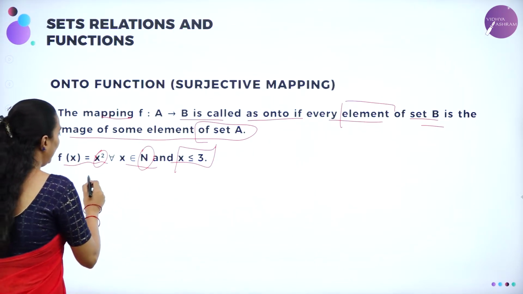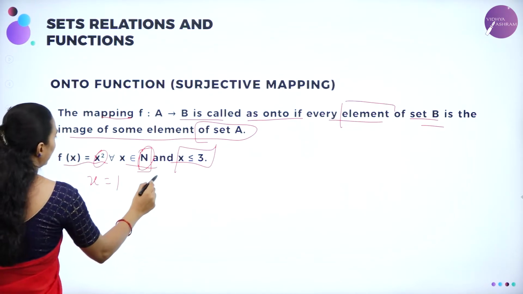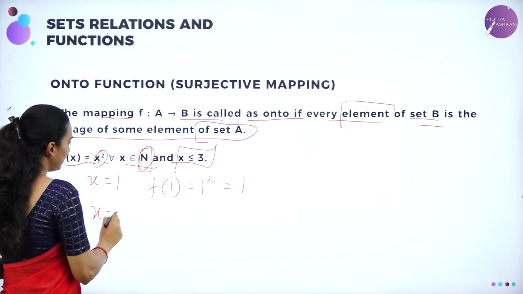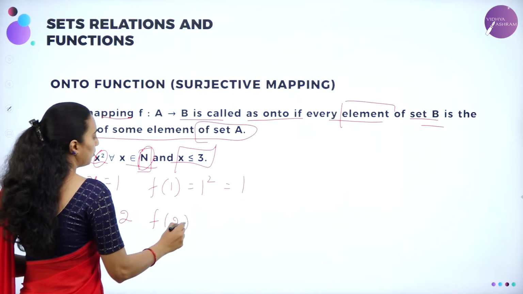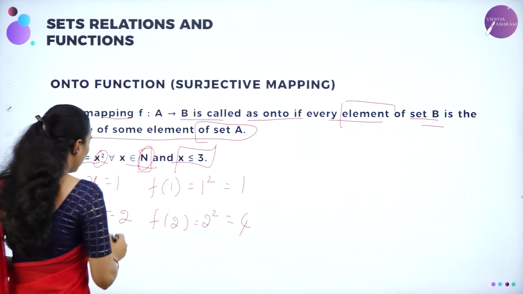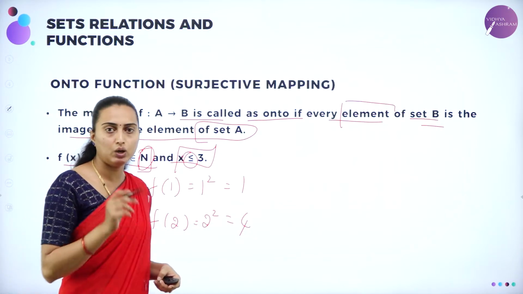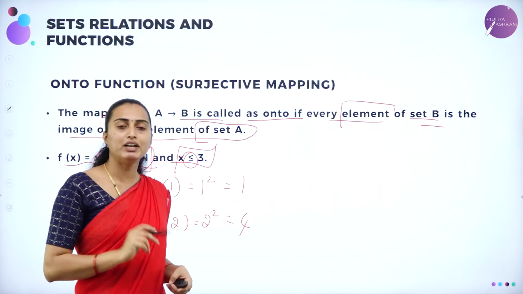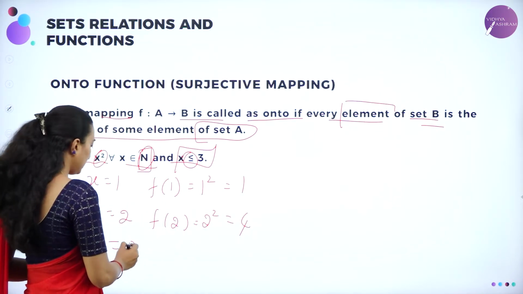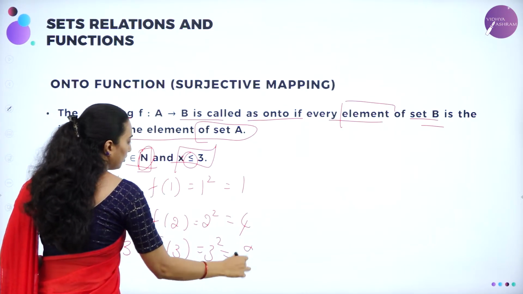Let x equal 1, because natural numbers start from 1 itself. f of 1 is equal to 1 squared, which is 1. Similarly, x equals 2: f of 2 is 2 squared, which is 4. Similarly, x equals 3, because they have given less than or equal to 3, so 3 also we have to take. If they had given less than 3, we should take only 2 elements, that is 1 and 2, right? So f of 3 is equal to 3 squared, which is 9.